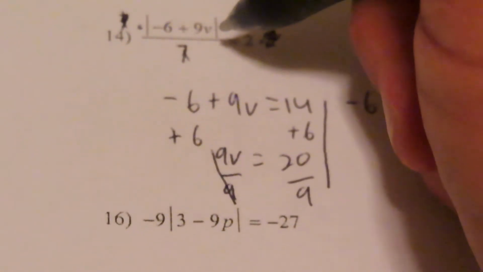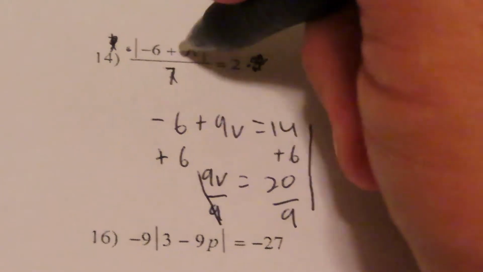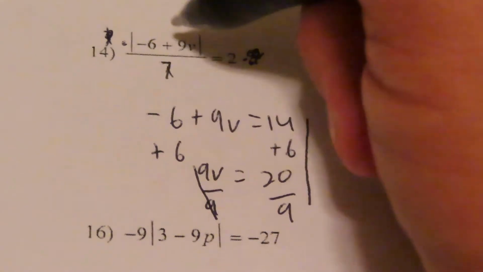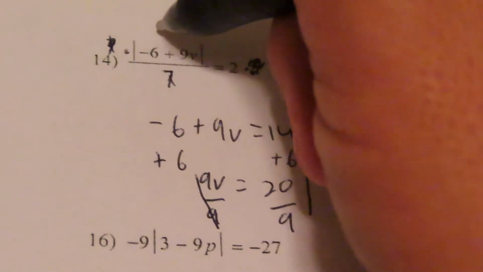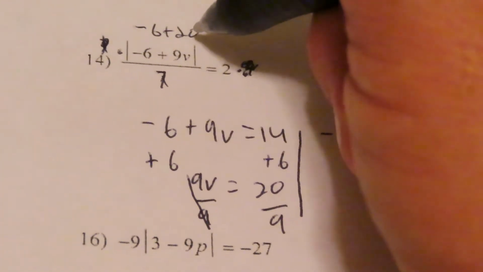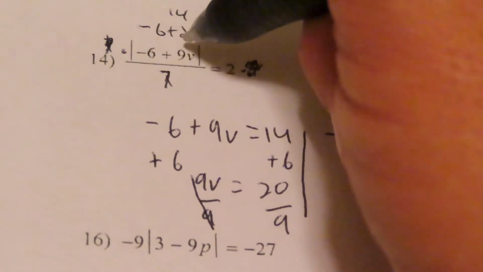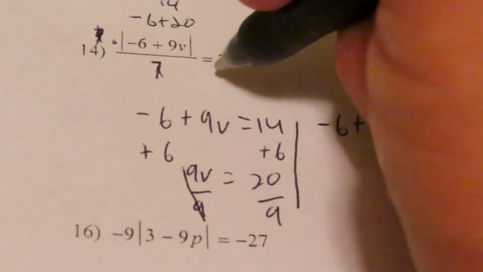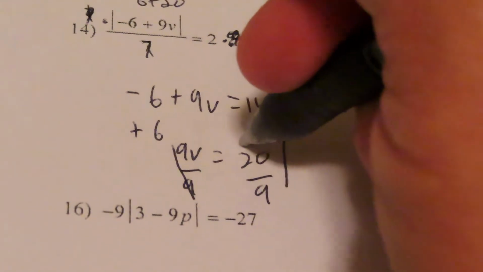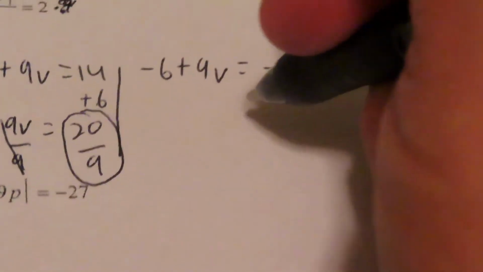So then the original again was right here. So we're going to plug 20 over 9 there, and the 9 will cancel with that 9, leaving us with 20 minus 6. And so then you have 20 minus 6, because that cancels. 20 minus 6 is 14. And then the absolute value of 14 is 14. 14 divided by 7 is 2. So that does indeed work. Excellent. So let's try this one now.